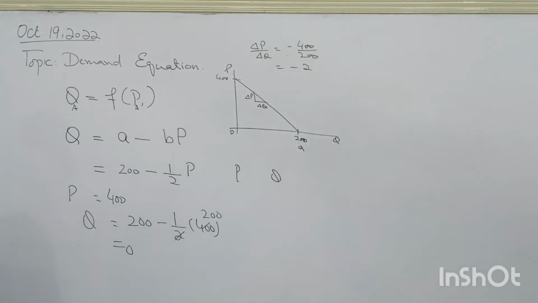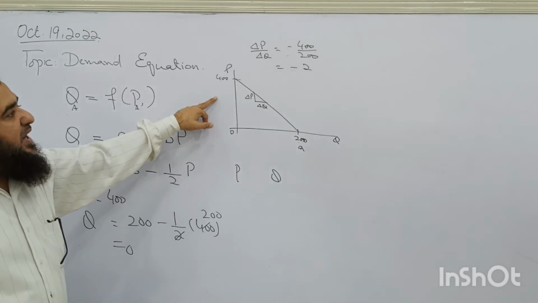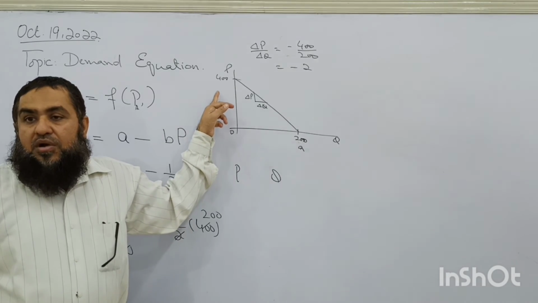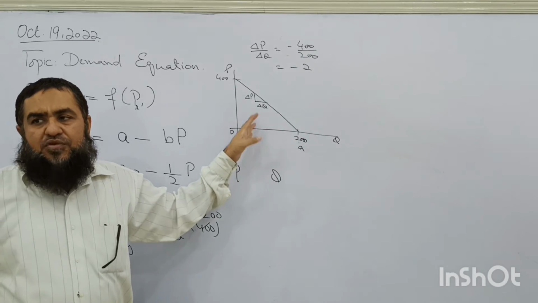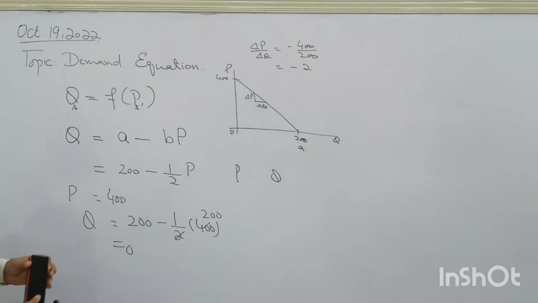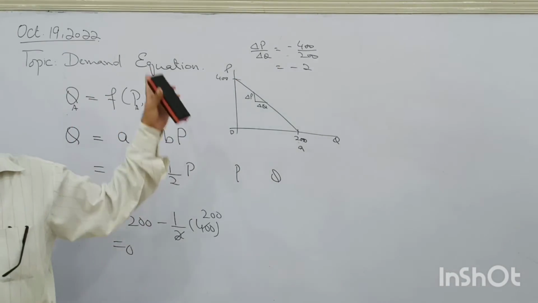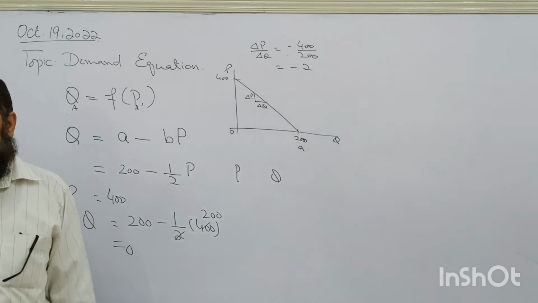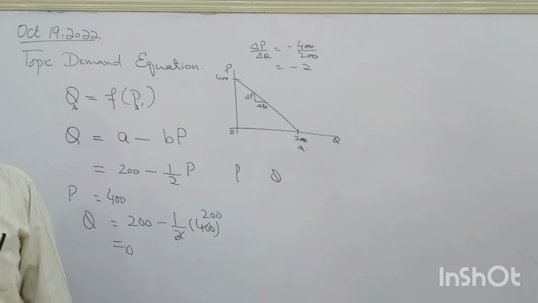Minus 2 means what? If quantity increases by 1 unit, price will decrease by 2 units. This is the main meaning. What does it mean? If quantity increases by 1 unit, the price has to decrease by 2 units. This is the meaning of the rate of change of this demand curve.